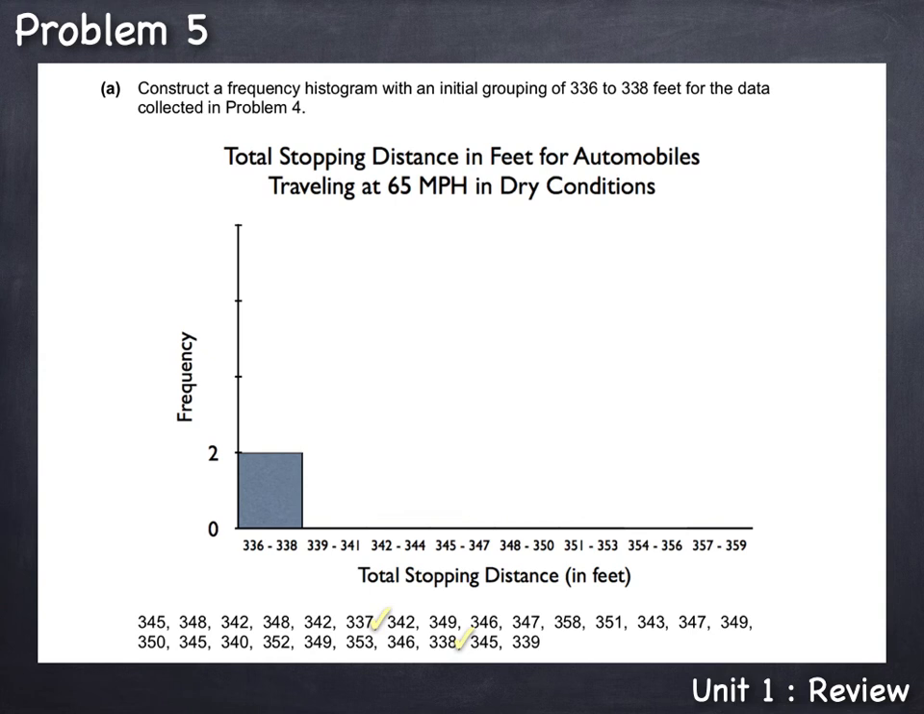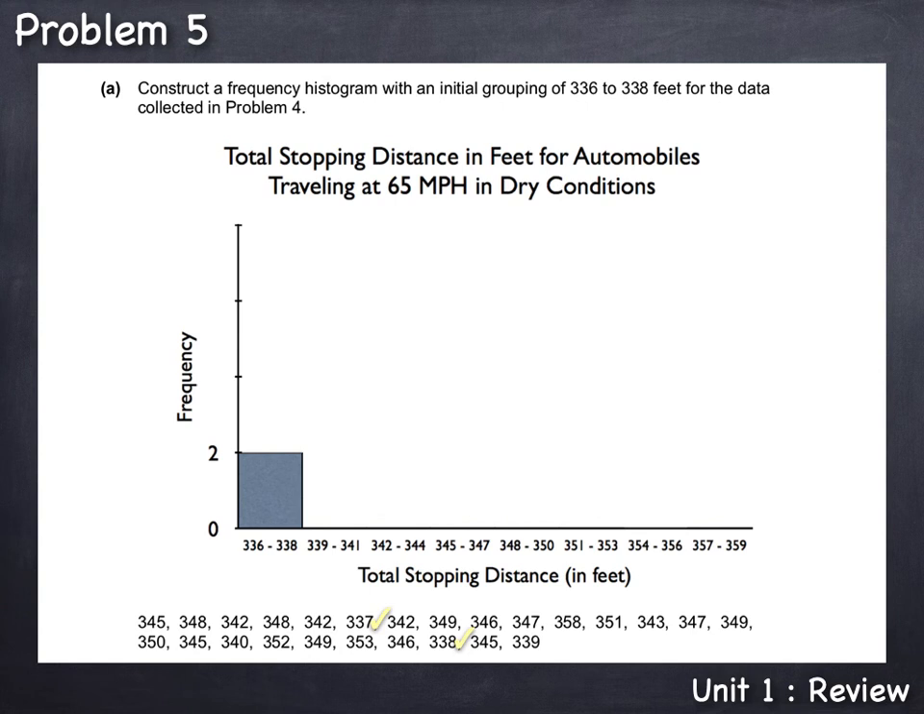And now we do this for each of the subsequent groupings. In a histogram, we draw the bars touching each other because the data is quantitative. And quantitative or numerical data follow this number line, which is a continuous sort of scale. One number turns into the next number and so on. So our bars will touch.